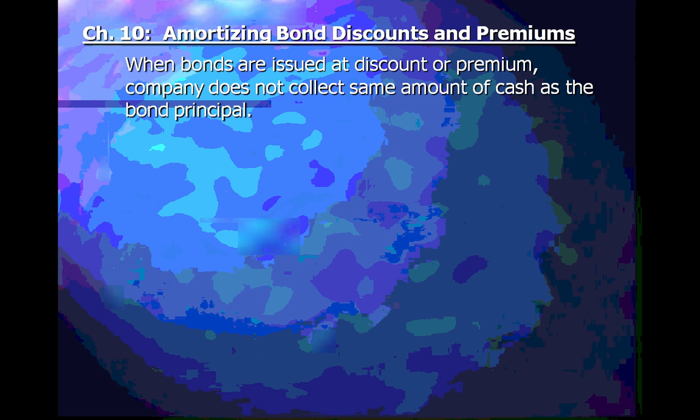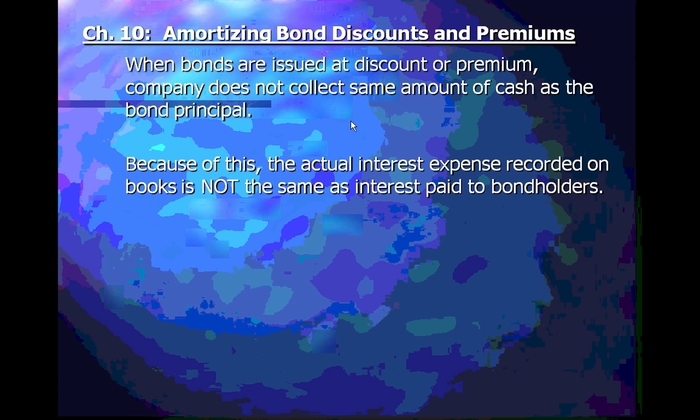First of all, we've got to understand that when bonds are issued at a discount or premium, remember, the company does not collect the same amount of cash as it says on the bond. They get more than the principal in the case of a premium. They get less than the actual principal amount in the case of a discount. So what this means is the actual cost of the interest that we record on the books of the company is not the same as the interest paid out to the bondholders. It's kind of like depreciation in that sense, where we're taking a paper cost despite the fact that the cash we pay out is not the same as the paper cost.